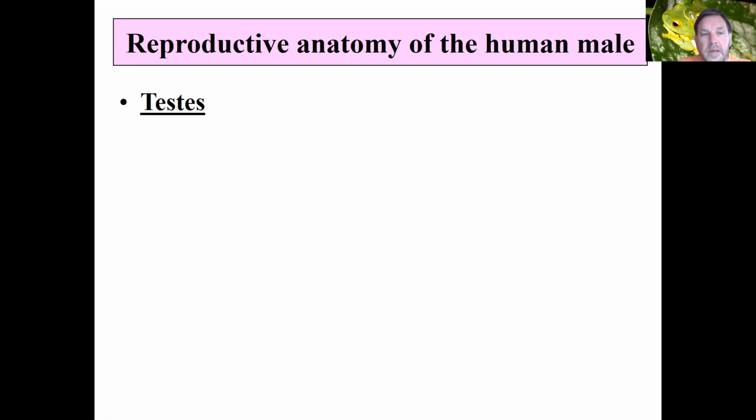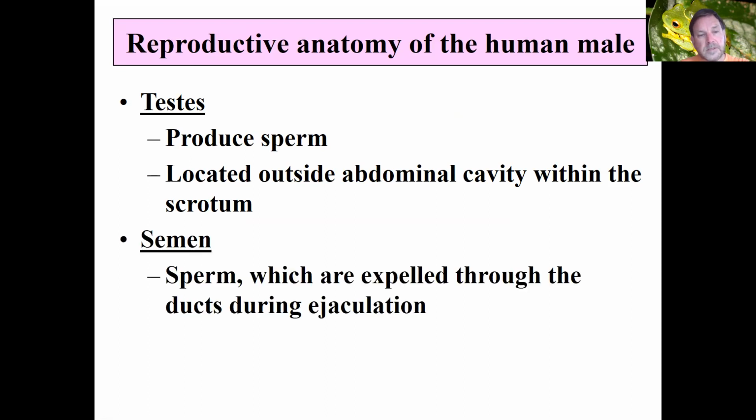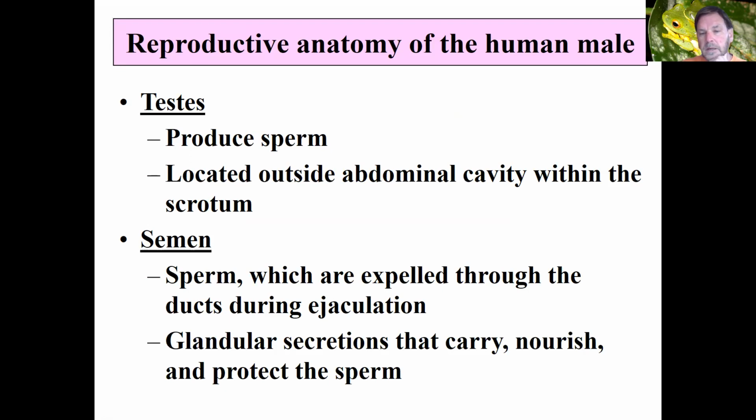In the human male, you have the testes, which produce sperm, and they're located outside of the abdominal cavity within the scrotum. And that's important because sperm are highly sensitive to high temperatures. They cannot survive within the body cavity at 98.6. Sperm need cooler temperatures. Semen is expelled through different ducts during ejaculation, and they carry, nourish, and support the sperm cells.